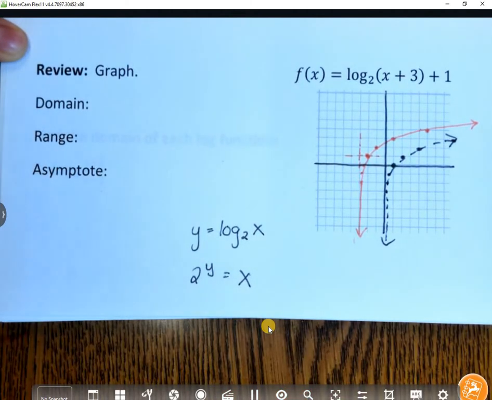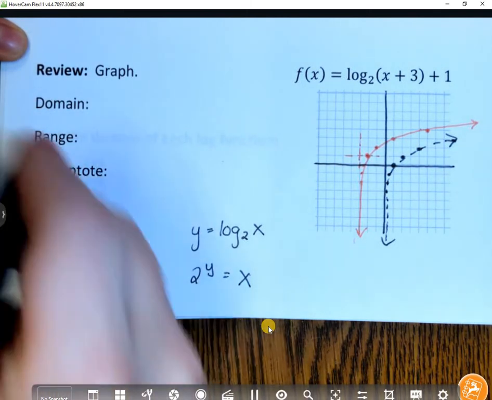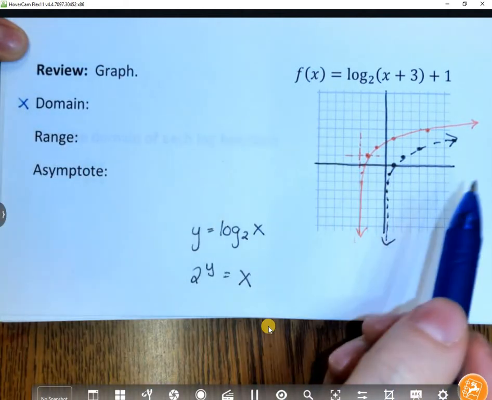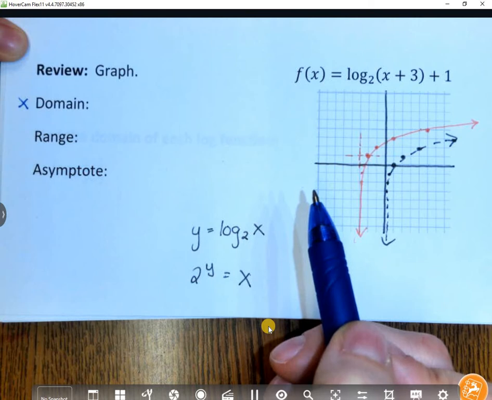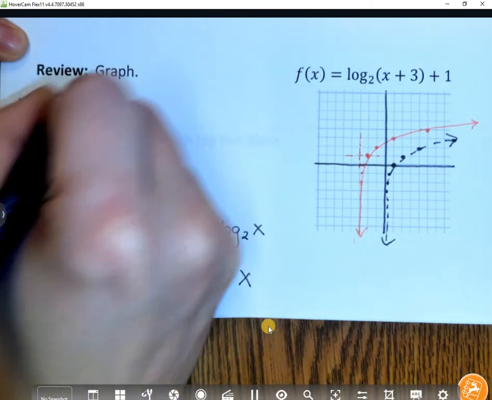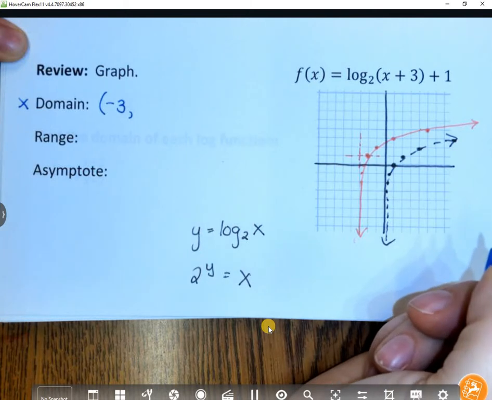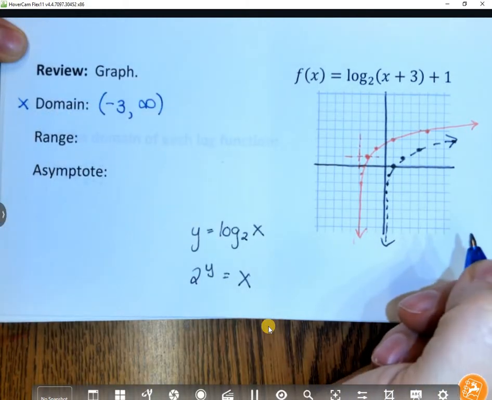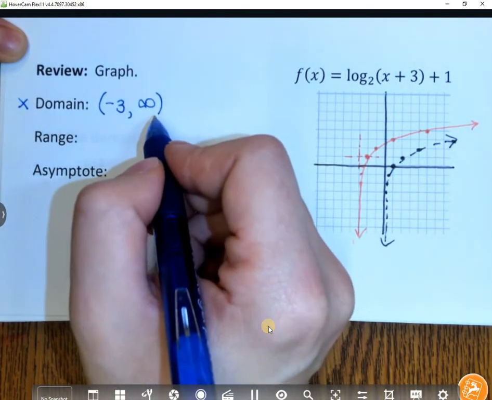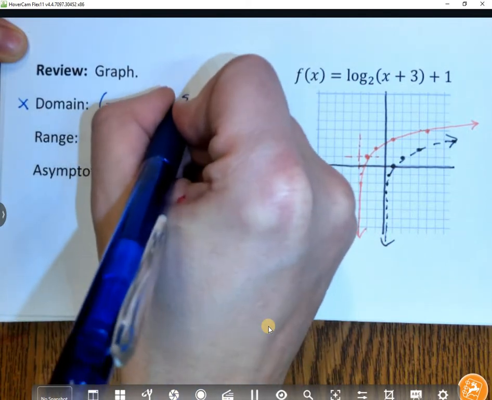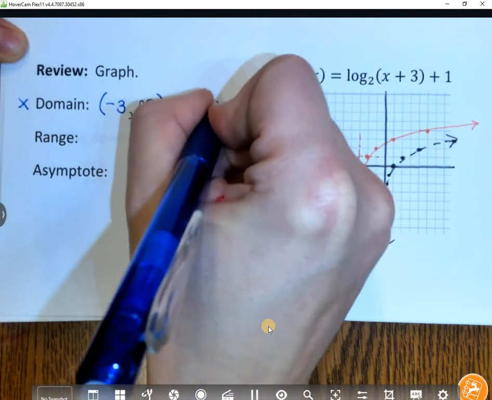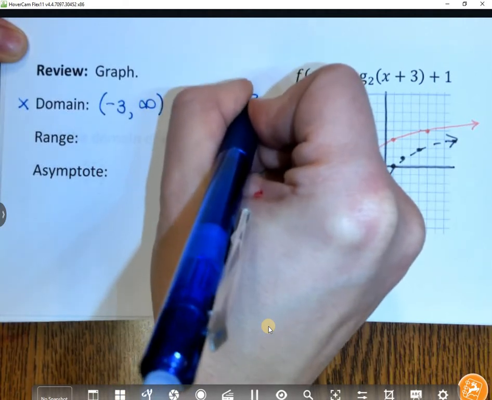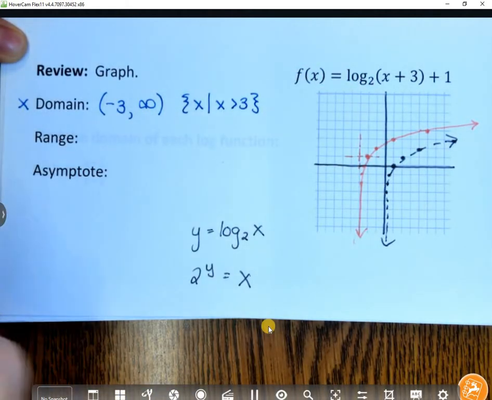And really, again, the focus for this is to be able to talk about domain, range, and asymptote. Domain. What variable does domain deal with? X. So domain is left to right. How far to the left does the graph go? Do we touch negative 3? No. How far to the right does it go? Do we touch infinity? No, you never reach infinity. So if you wrote it as interval notation, that's what you would have. Set notation, we would say x, such that x is greater than negative 3. Negative 3, thank you very much.